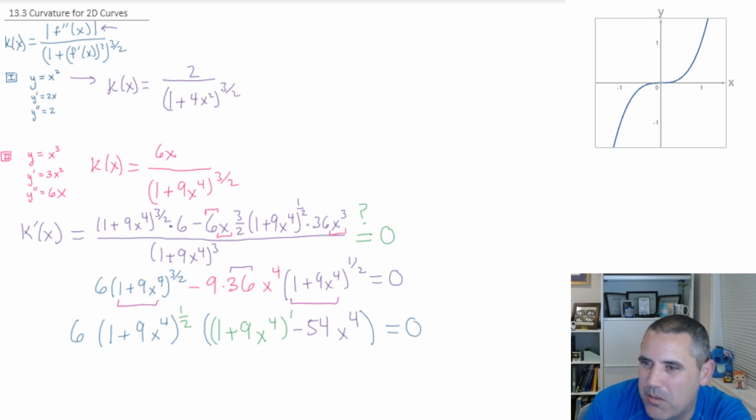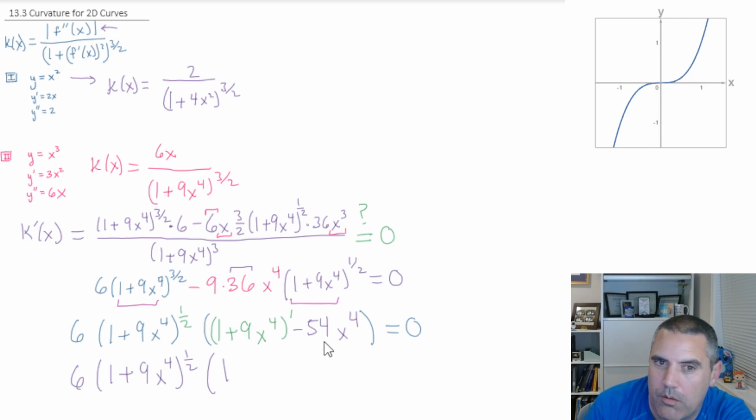And it cleans up so much. So you get 6, 1 plus 9x to the 4th to the 1/2. You get 1. And we're going to have 9x to the 4th minus 54x to the 4th. And again, that 54 is because I pulled the 6 out of this. So let's see, I'm having trouble for a second. Is that 45 minus 45x to the 4th? We'll find out in just a second.